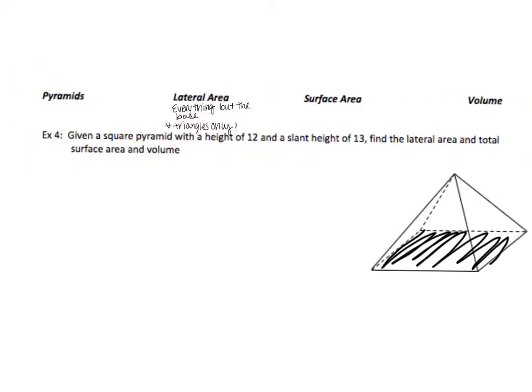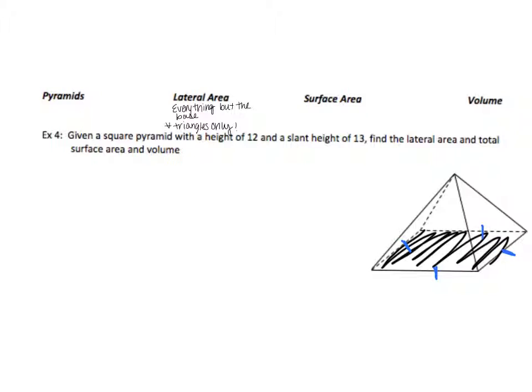It says given a square pyramid, so let's pause there. Square pyramid means that the base is a square. Prisms, we knew the base based on the name. That's the same thing with a pyramid. It's going to tell you what the base is by its name: a square pyramid, a rectangular pyramid, an octagonal pyramid. So if I have a square pyramid, the base is a square, meaning all these sides are going to be equal. Okay, now I can go on.